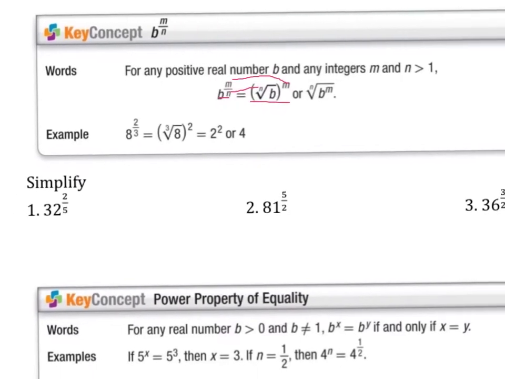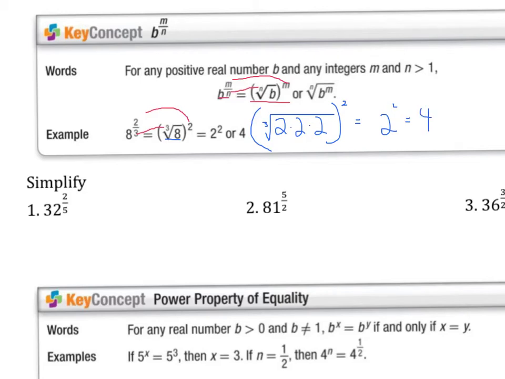So if we look at the example they give us, we have 8 to the 2/3 power. So we took the denominator of the fraction, made it the root, and then the top of the fraction became what our exponent is for the cube root of 8. So we know the cube root of 8 is 2 because it is 2 times 2 times 2. If we multiply all that out, we would get 8. And we have all of that squared. So we have 2 squared gives us 4. And so our final answer for that one is 4.